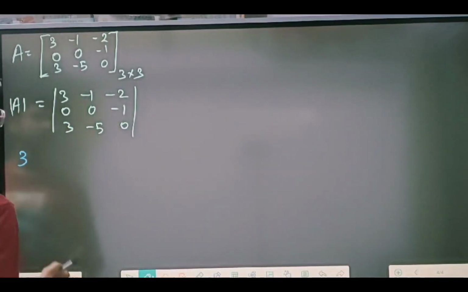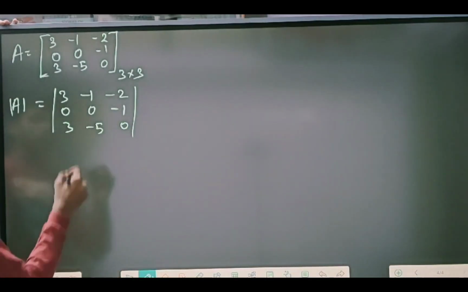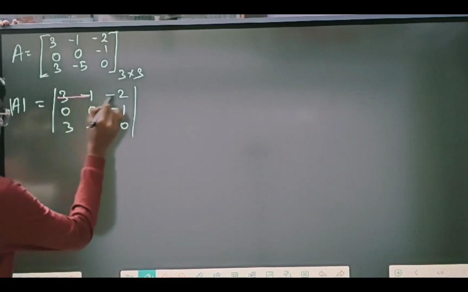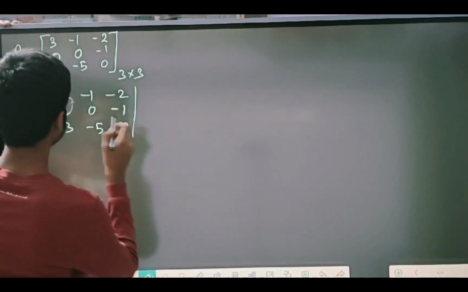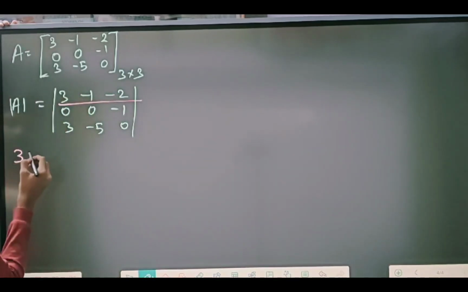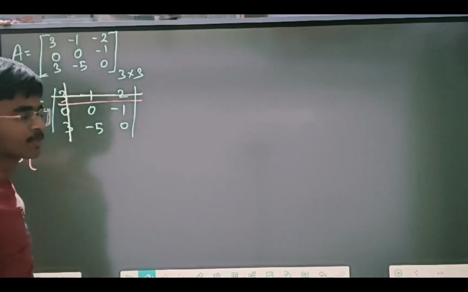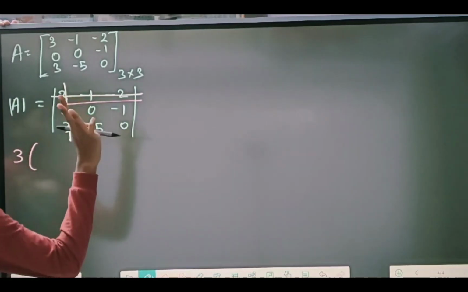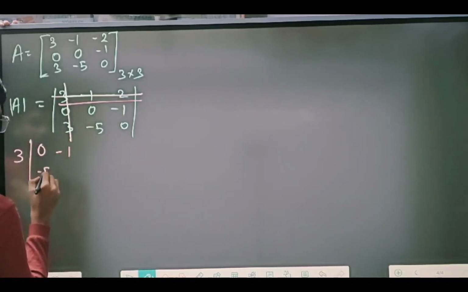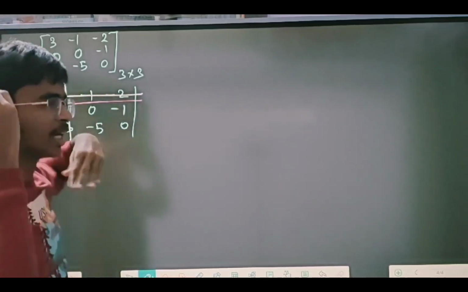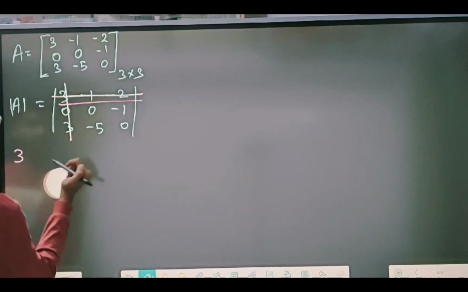So first I'm going to select this one. From this row, I'm going to select the first element, which is 3 into. I've taken 3, so I have to delete this row and this column, and this is what I'll be left with. Instead of writing the determinant 0 minus 1 minus 5 0, just do it by looking at this matrix.